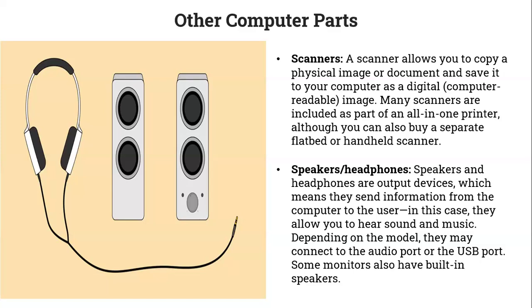Many scanners are included as part of an all-in-one printer, although you can also buy a separate flatbed or handheld scanner. So now they are making a scanner and a printer to be one. The machine can actually scan and print immediately, rather than what we usually do at first: we scan it, we take the digital copy, we go and insert it and do the printing. But now the machine can do the scanning and the printing at the same time, or concurrently.